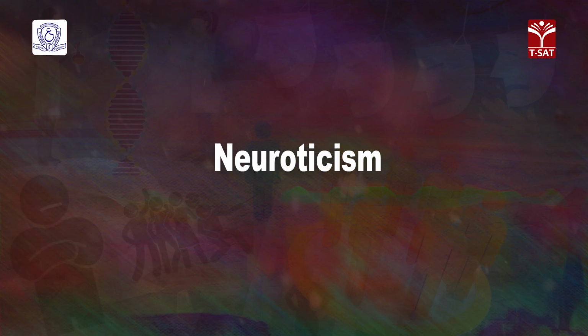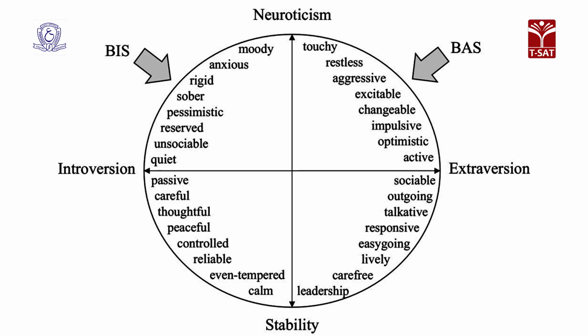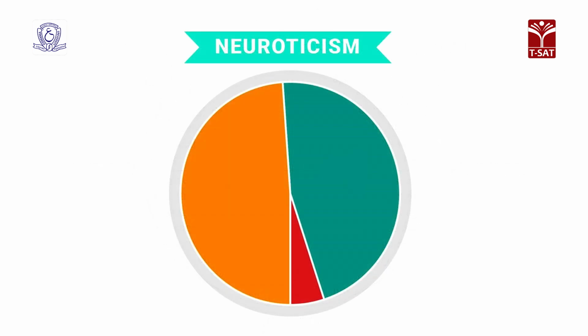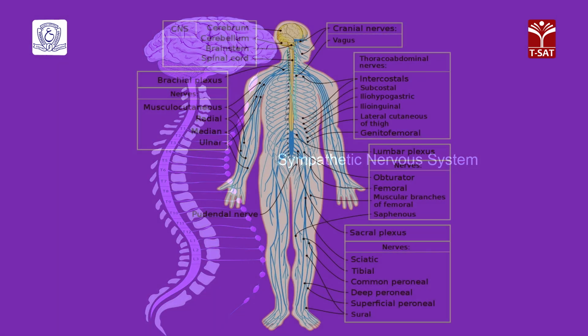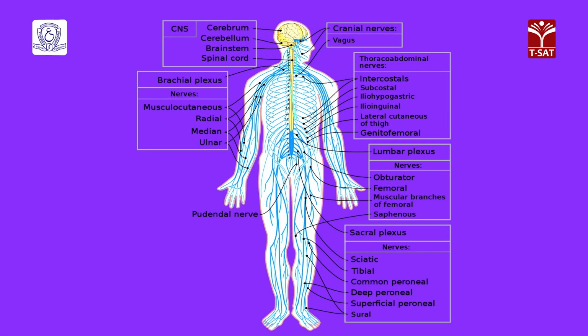The second dimension is neuroticism, the second major dimension suggested by Eysenck, which involves emotional instability at the lower end and emotional stability at the upper end, describing people as neurotic or not neurotic. A person's level of neuroticism is determined by the reactivity of their sympathetic nervous system. A stable person's nervous system will generally be less reactive to stressful situations, remaining calm and level-headed.